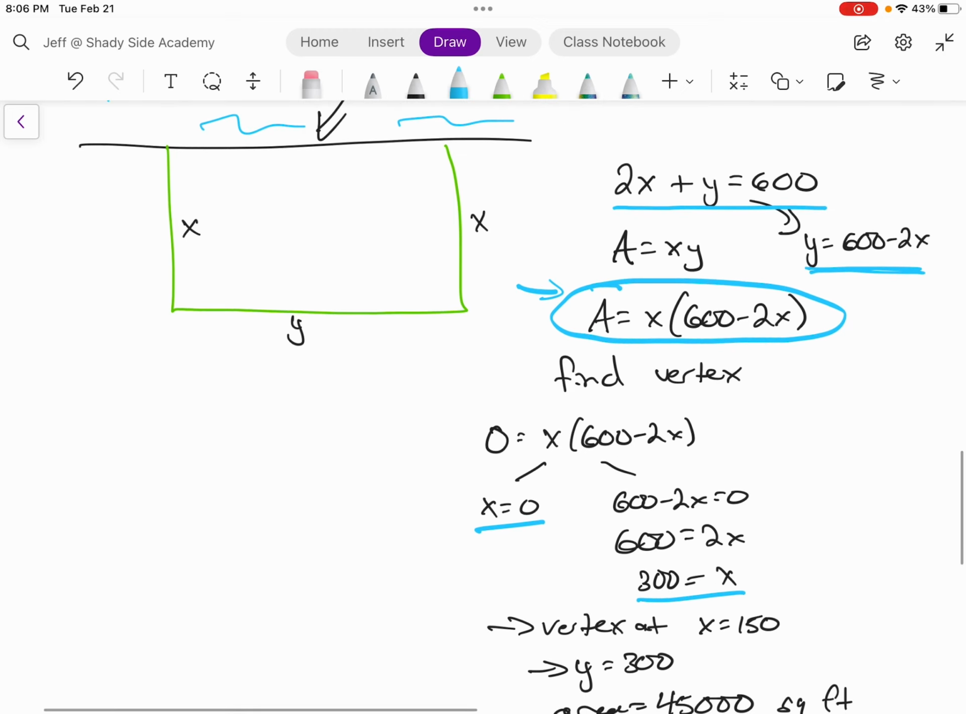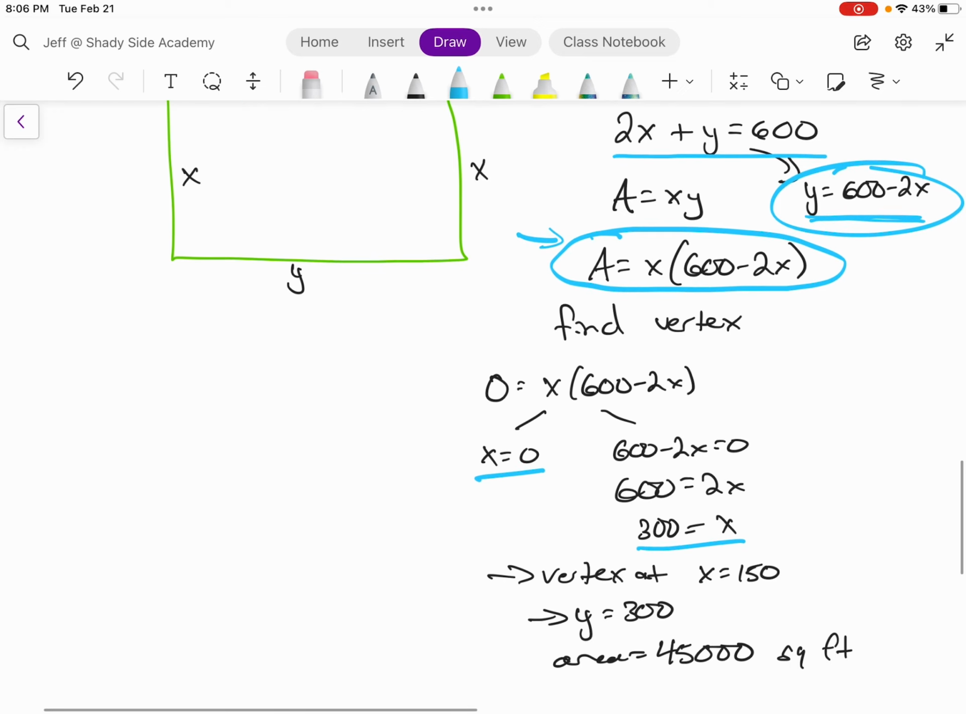And that will yield my vertex. Okay, so if x is 150, you can plug it into this guy up here, right? We'll get y equals 300, and then you multiply them to get this total area. That's my final answer.